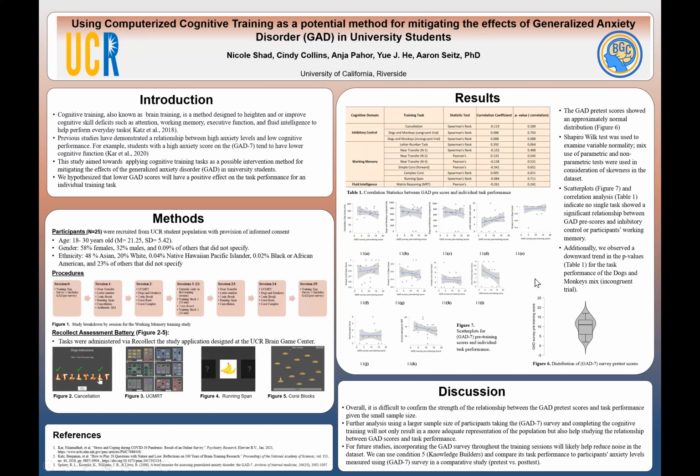In the results section, I have a table that summarizes. We have the inhibitory control, which includes your cancellation, the dogs and monkeys, congruent, where you are clicking on the stimuli with a dog on the same side. And then we have dogs and monkeys, incongruent, where you click opposite of the monkey. We have letter number, which is an NBAC training, where you are supposed to combine the letters and the numbers in alphabetical and numerical order.